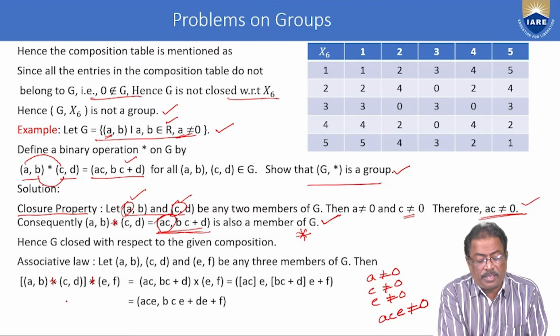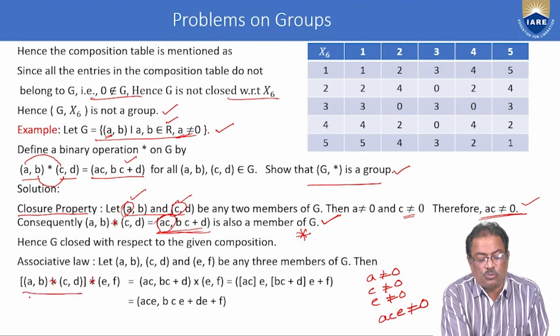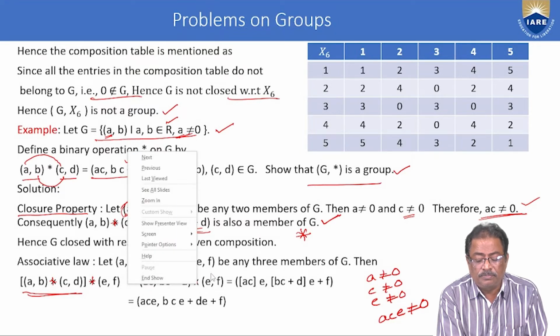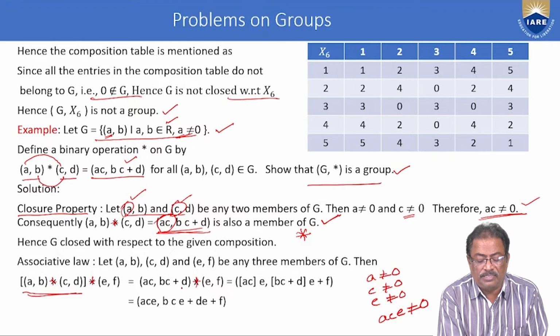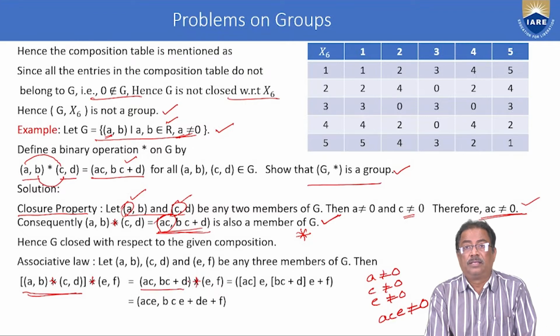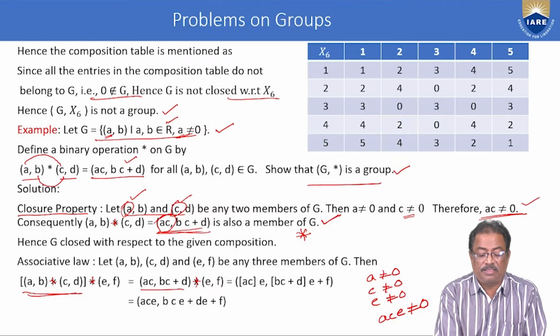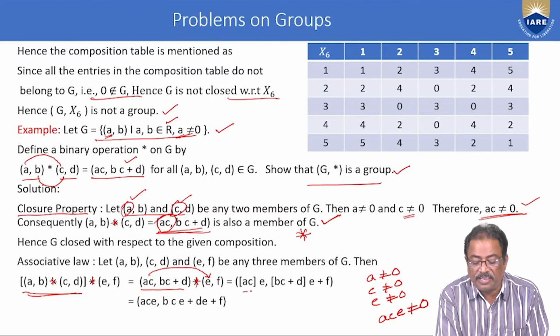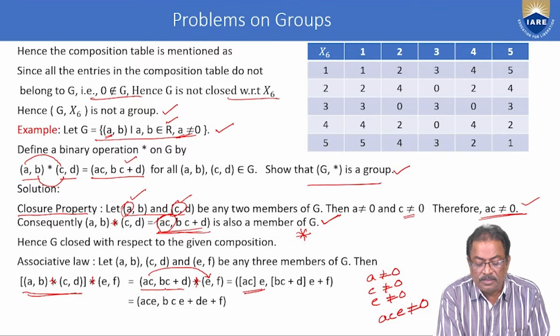Now I am applying associativeness. First for these two I am applying the definition, so I am going to get this for the first two ordered pairs, and another one is this. So first element into this one, so AC into E. Next, another one is BC plus D.